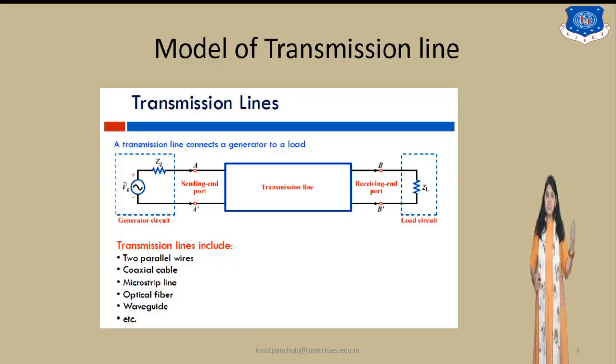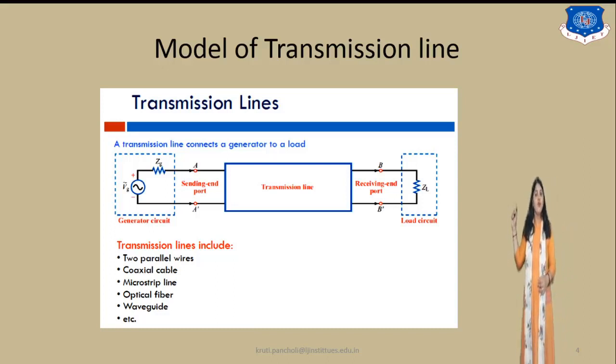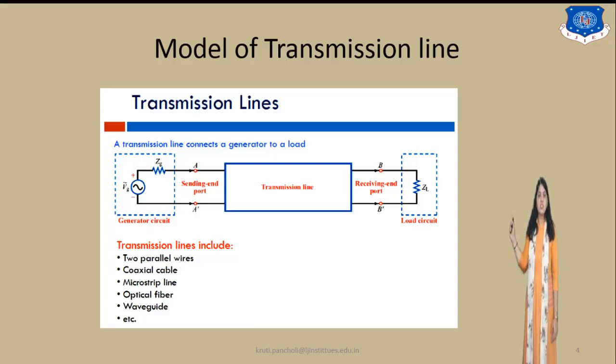Now, in the diagram you can see a model of the transmission line, which consists of the generating end and the load end, or the receiving end you can say. The generating end and the load are connected through the transmission line, which may be coaxial lines or microwave lines. This way the transmission line connects the generator to the particular load.